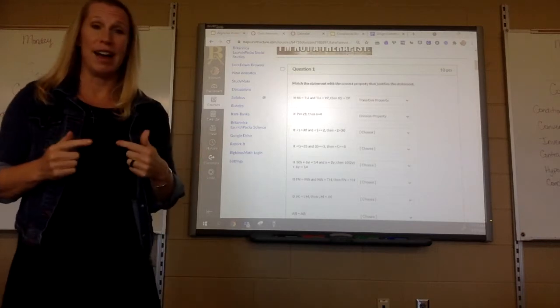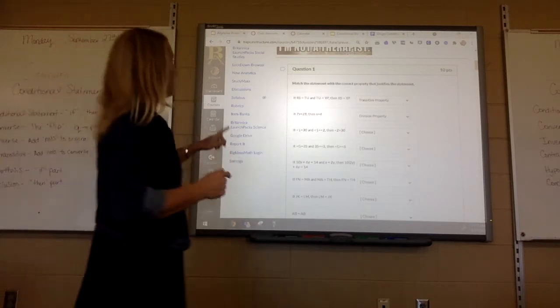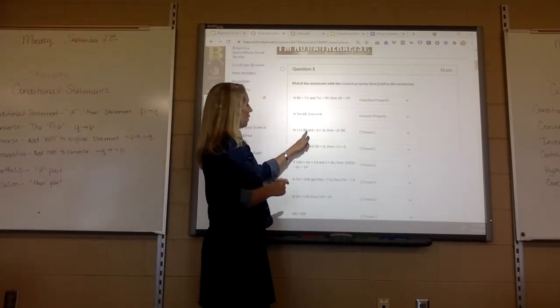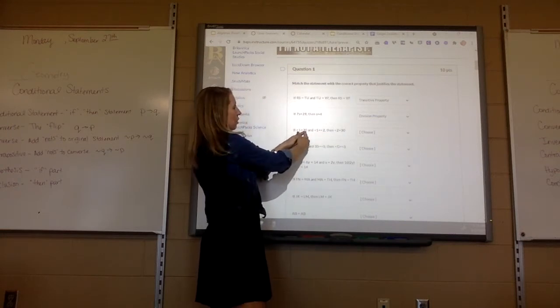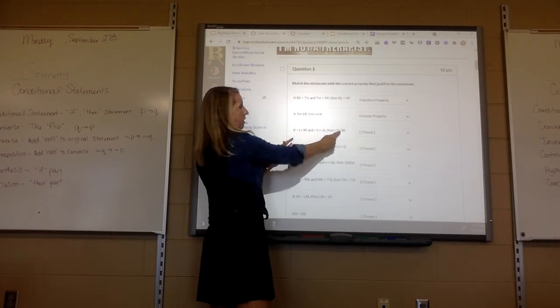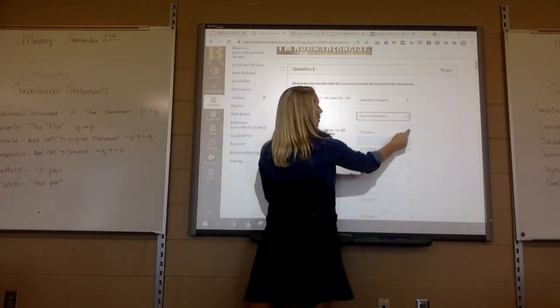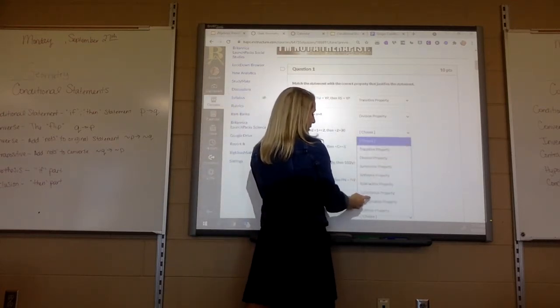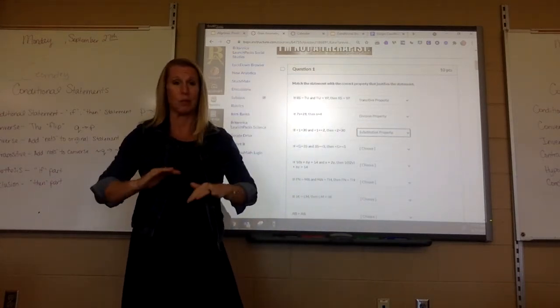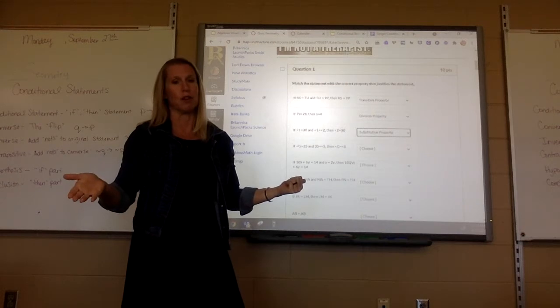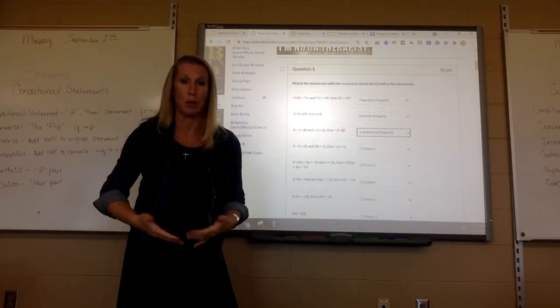Okay, so I have it as substitution property because if I know angle 1 equals 30 and angle 1 equals angle 2, I could substitute the 30 in for angle 1 and say angle 2 equals 30. So on this one, put substitution property. It would also be okay to say transitive property, but on this assignment it's going to count it wrong just because it only allows me to put one answer.